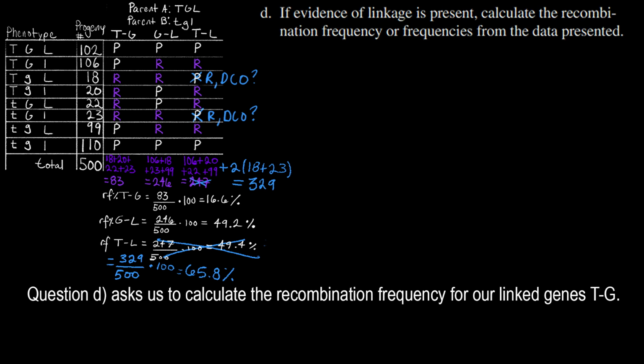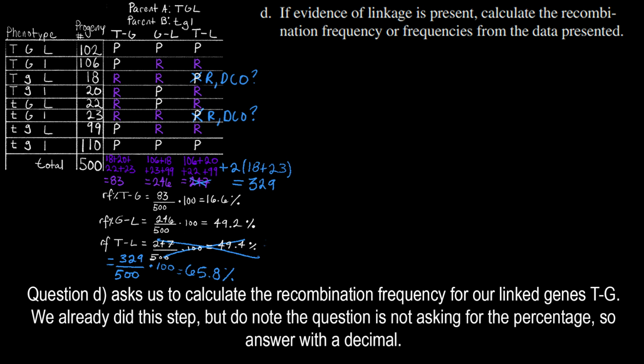Question D asks us to calculate the recombination frequency for our linked genes T through G. We already did this step earlier, but do note that the question is not asking for the percentage, so answer with a decimal. Our recombination frequency for T through G is 0.166.